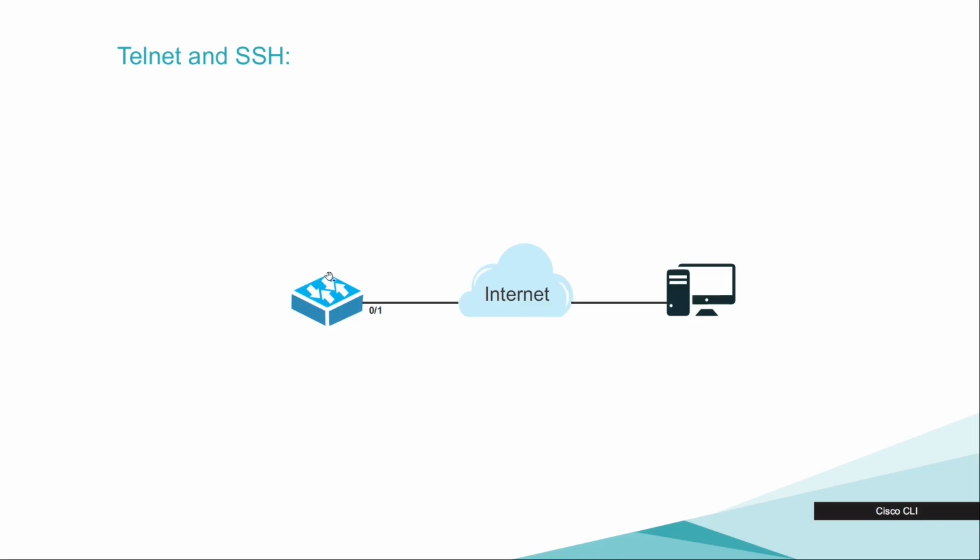In that case, we can enable Telnet or SSH on our switch. To access our switch using Telnet or SSH, we can use the regular data ports. We don't have to connect our device with a serial cable or any other specific cable. So we can use our desktop to access our switch remotely. We don't have to be in the same location as our switch.